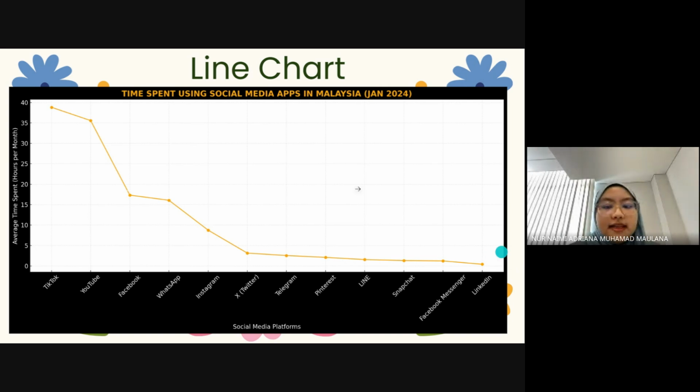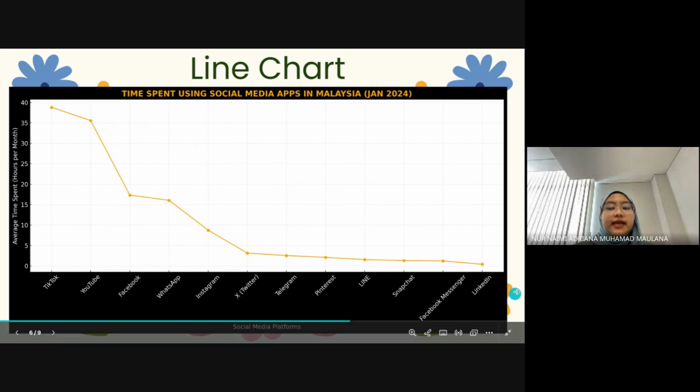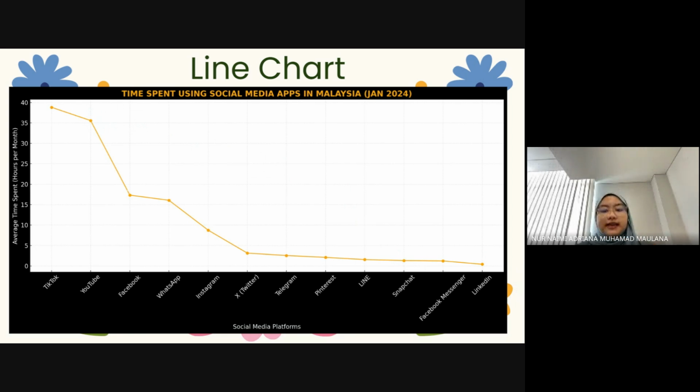Next, second, YouTube follows closely at 35 hours and 34 minutes, as most Malaysians use YouTube for education purposes and others. While Facebook users spend 17 hours and 20 minutes monthly. The fourth one is WhatsApp. Despite having the most users in Malaysia, we can see only 16 hours and 4 minutes of use, highlighting its role as a communication platform rather than entertainment like TikTok and YouTube.